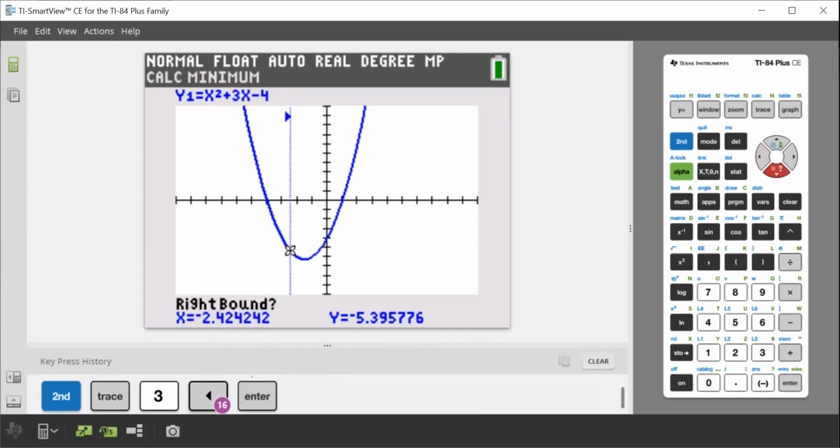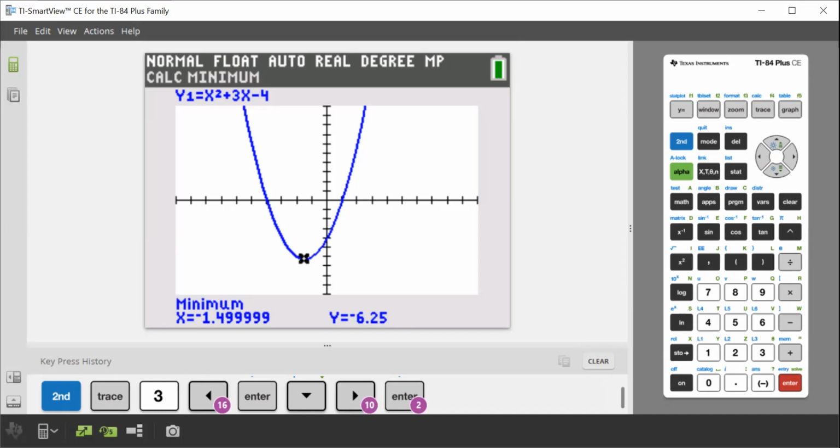Then it says right bound. So guess what? I move it to the right, don't I? I'm trying to get there. Boom. I don't know why they put that in there. Hit enter. And there it is. Okay, so our vertex is at, I'm going to round that, negative 1.5, comma, negative 6.25.